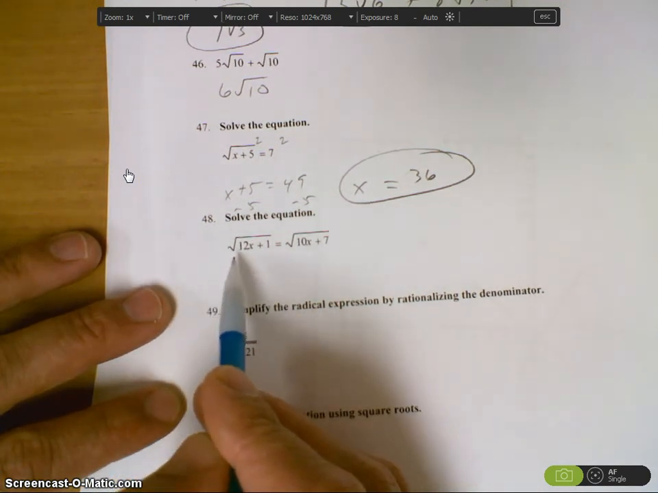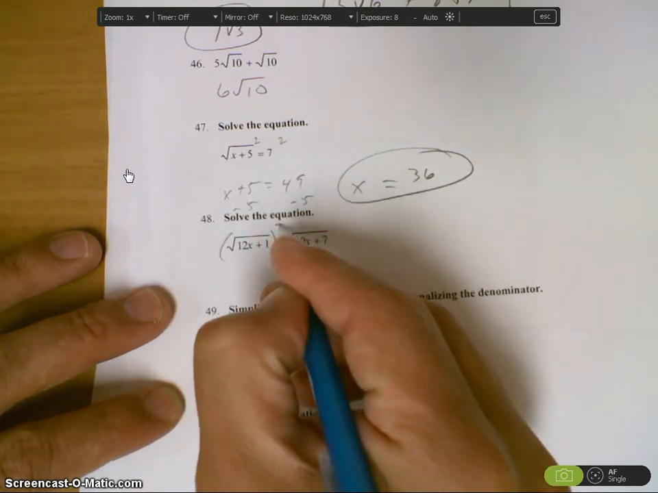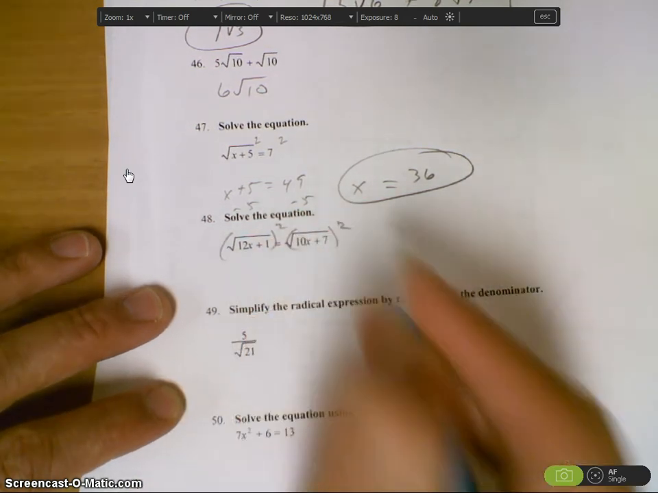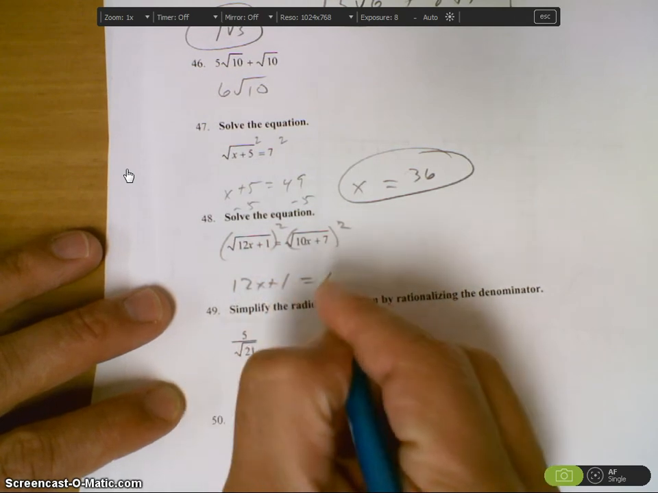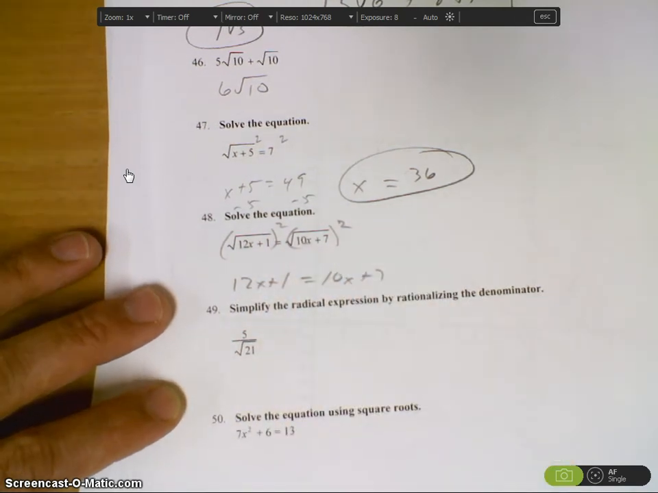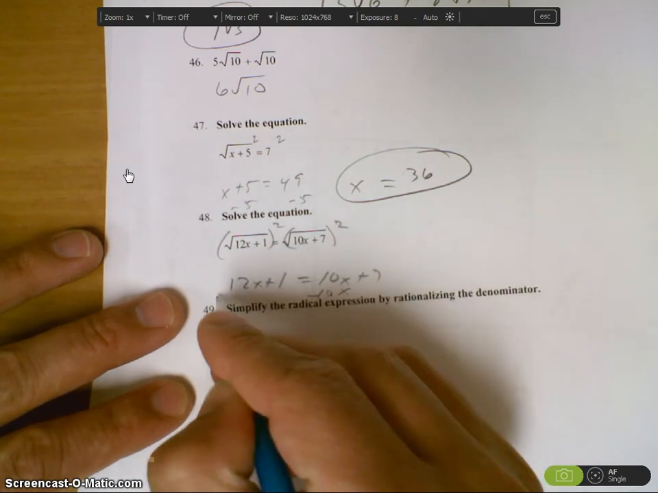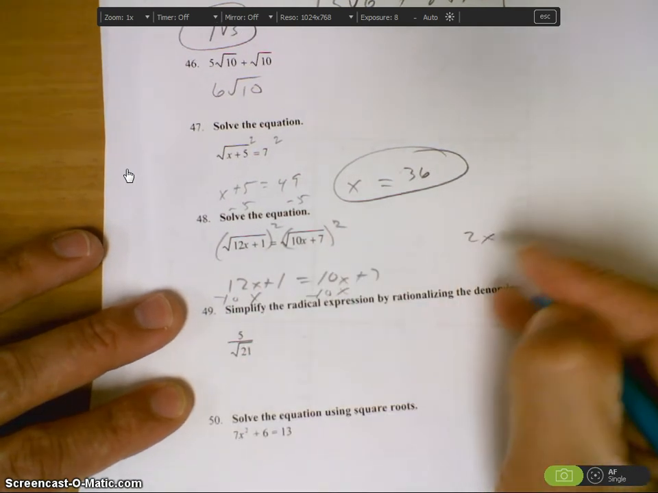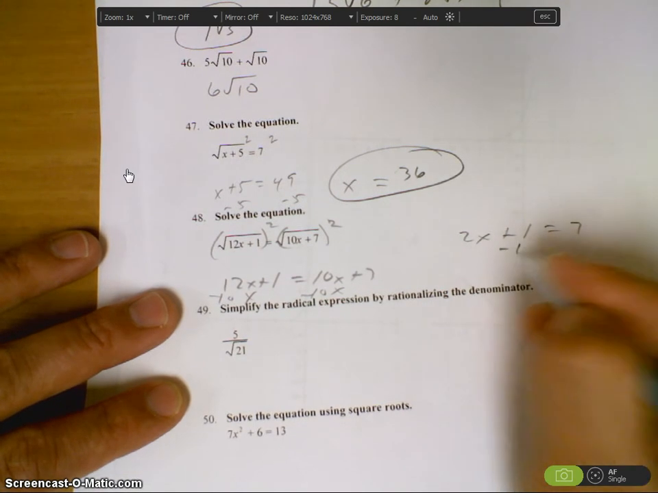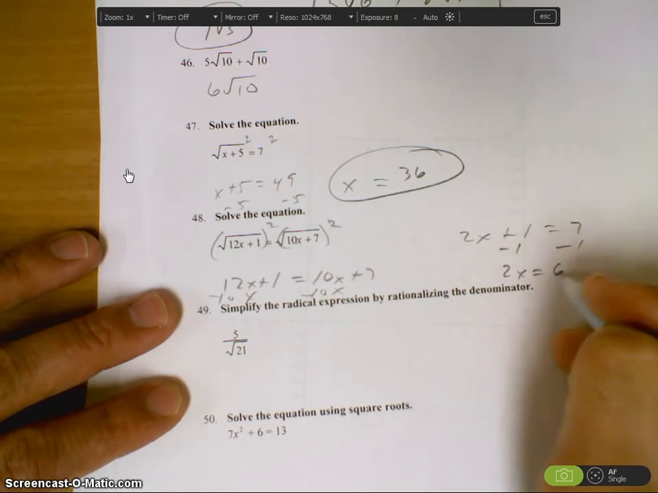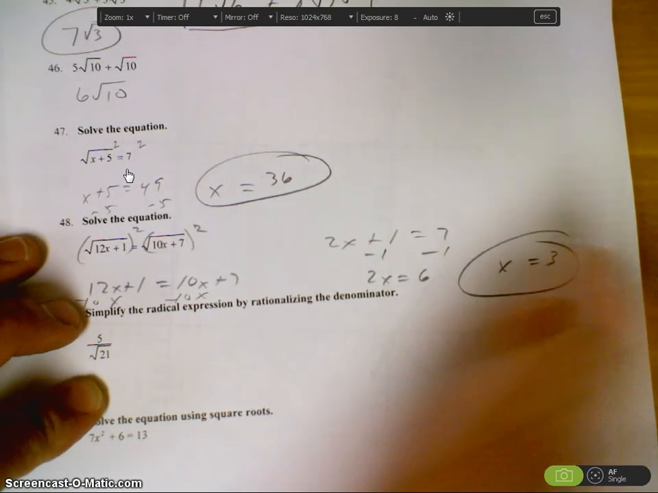48, radical on both sides. Both the radicals are isolated, so we can square both sides of the equation just like we did in the first. That leaves me with 12x plus 1 equals 10x plus 7. However you want to solve that, I would subtract 10x from both sides. That leaves me with 2x plus 1 equals 7. I would then subtract 1. 2x equals 6. And when I divide by 2, x equals 3 is the answer.